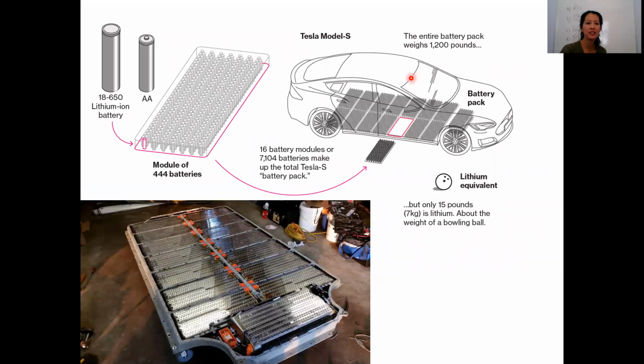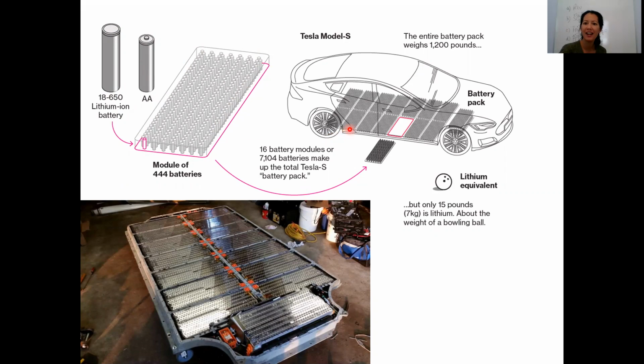The other thing I want to mention is the use of lithium ion batteries in the Tesla. So this is a very popular electric car right now. Here's a AA battery. This is the size. You know, the size of a AA battery is quite small. Use them in toys, clocks. Here's a lithium ion battery, not that much bigger. Here's a module of 444 of them.